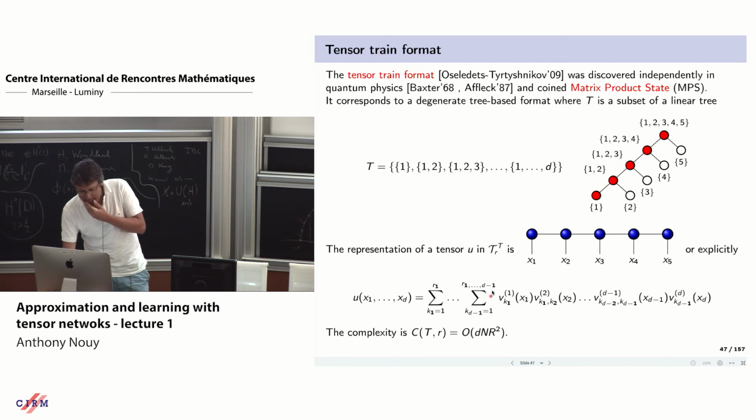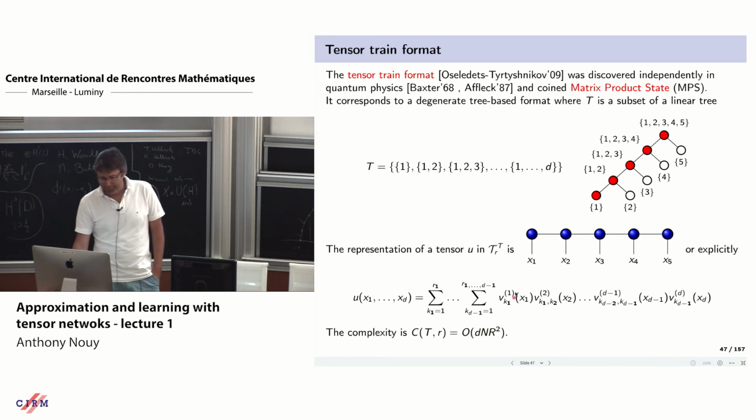So it's a multiple sum of evaluation of some functions, multiple sum of product of univariate functions. Okay. And the complexity of this representation will be now just quadratic in the rank and linear in the dimension.